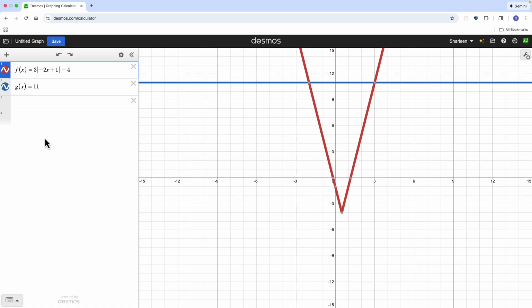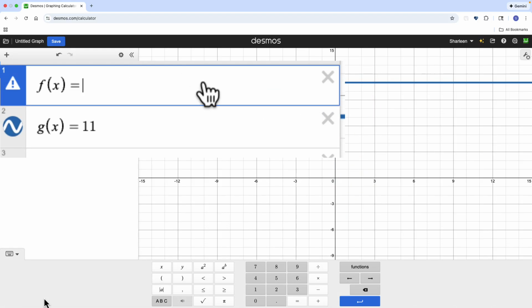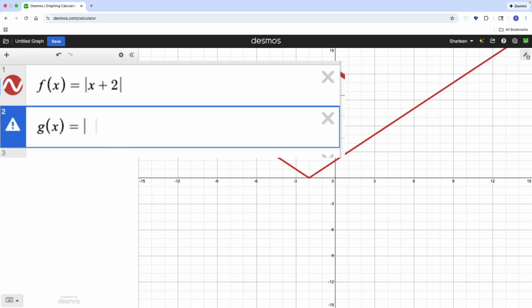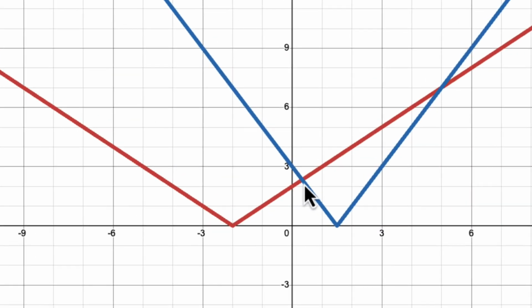Let's edit our functions f of x and g of x to match our current equation. f of x equals the absolute value of the quantity x plus 2, and g of x equals the absolute value of the quantity 2x minus 3. The solutions to our equation are the intersection points of these graphs, and it looks like they intersect at 2 points. Let's go ahead and click on those points.